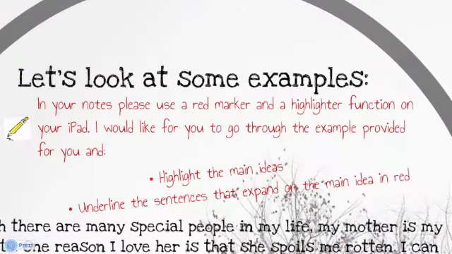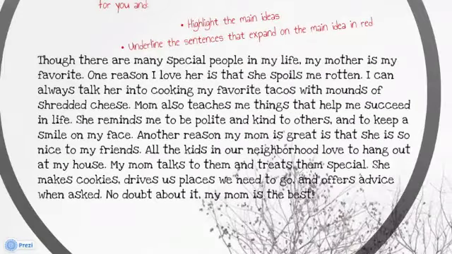So in your notes, use the red marker and highlighter function on your iPad and go through the provided paragraph that I've given you. And I want you to highlight the main ideas that you see and then underline the sentences that expand on that main idea in red. So the paragraph goes as follows. And remember, you're highlighting main ideas, underlining the details in red.